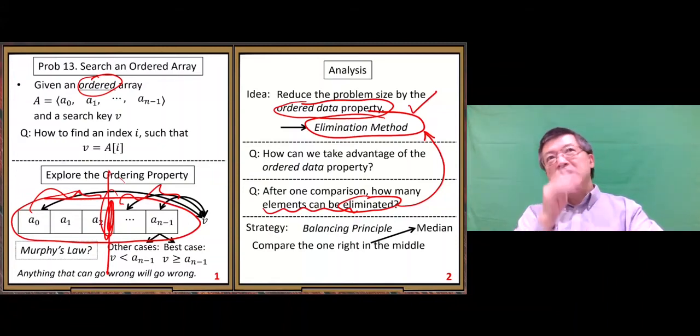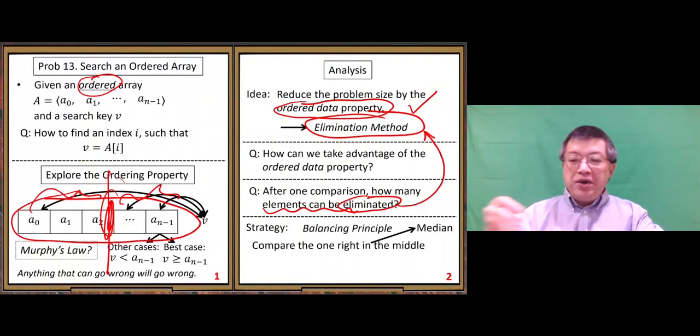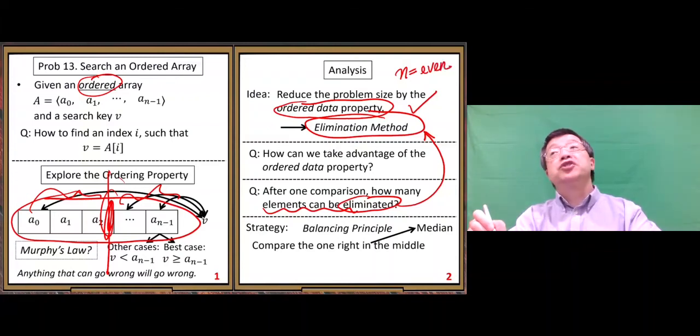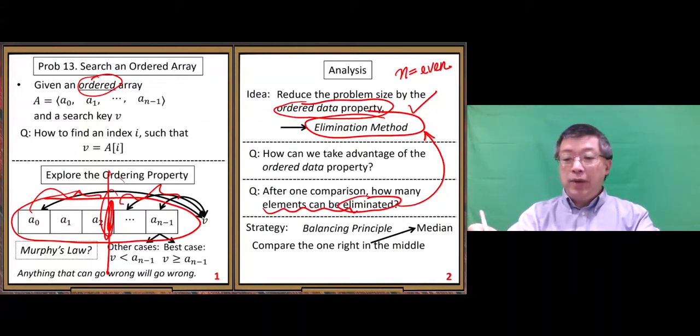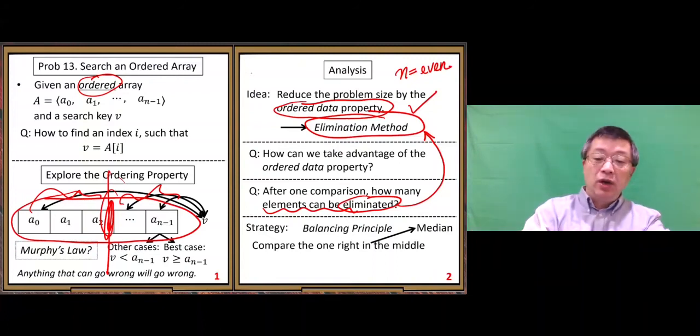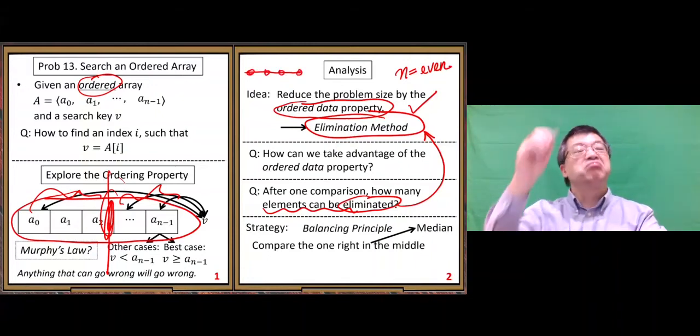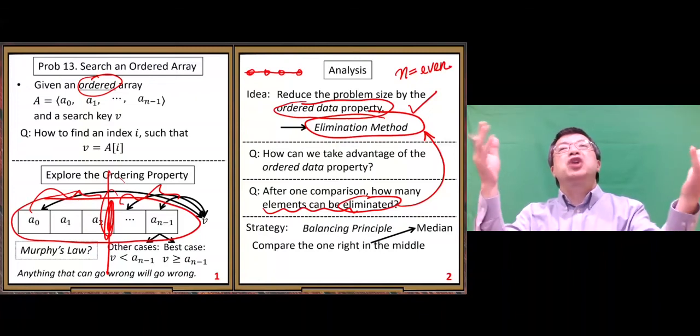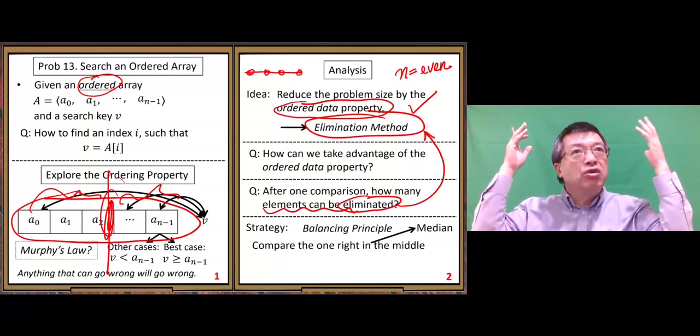Some students at this point may ask me this question: when you have an even number of elements, n equals an even number, what is the median? For an odd number, we know the element in the middle. But with an even number of elements, what element is really the one in the middle? Here, let me just draw 4 elements. In this example, which element is the so-called median?